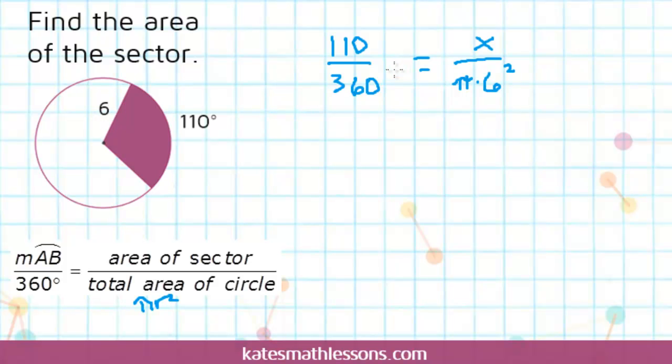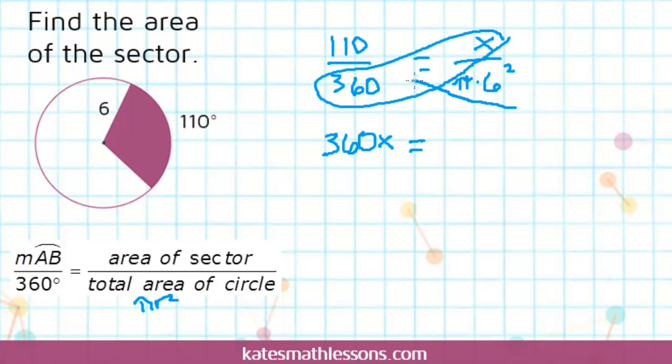Once you have your proportion set up, you can cross multiply to solve for x. So I can multiply the 360 times x. That just gives me 360x. And then I can multiply these together. If you're trying to keep your answer exact, I would leave the pi out of your calculations and use that at the end. So to multiply these two together, I would do 6 squared, that's 36, times 110, that gives me 3,960. And then if you want to multiply by pi, you can, or if you want to leave it exact, you can just write the pi symbol after that.